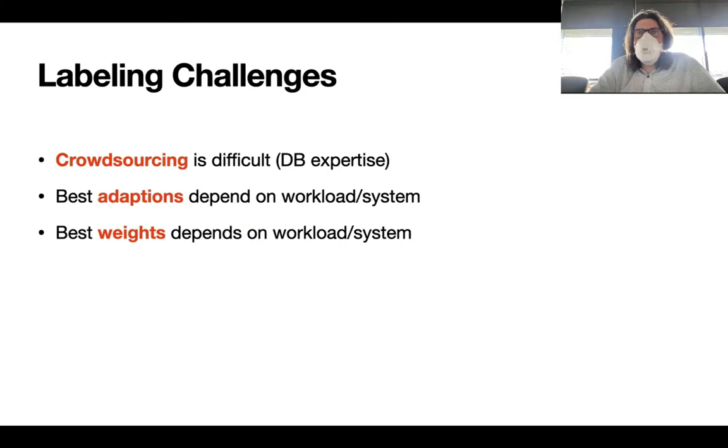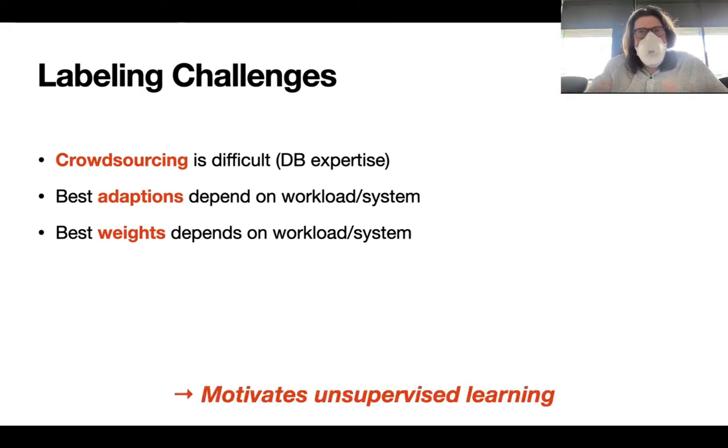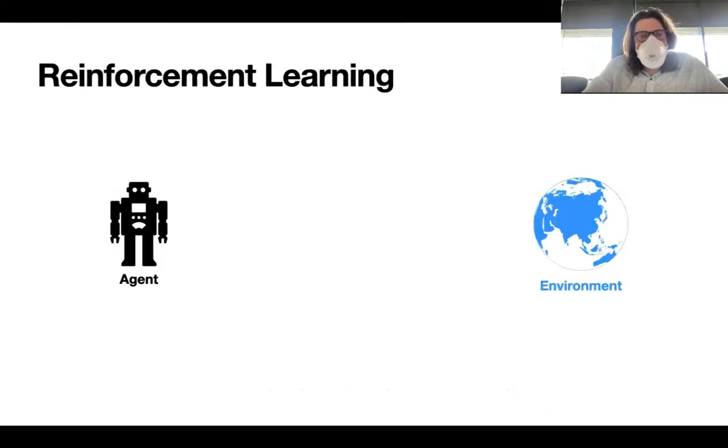Also, the way in which we want to translate those hints actually depends on the specifics of the workload in the system. For instance, if we want to decide how to weight hints from different sources or how to deviate from the recommended values. So this means that we essentially cannot use supervised learning in this context. And that instead motivates us to use reinforcement learning, which is generally popular for this kind of problem.